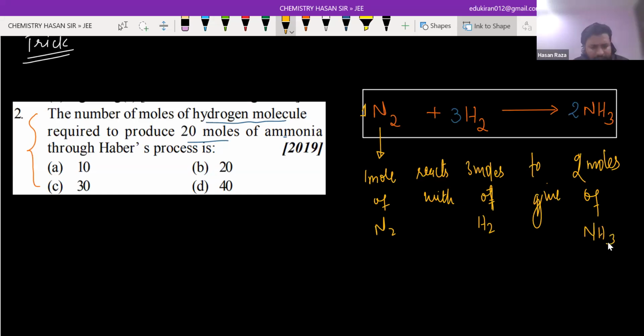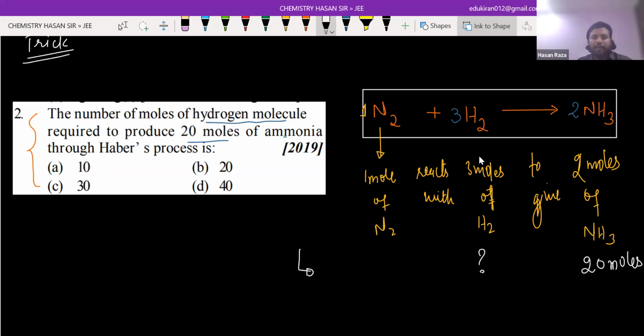It's not necessary that you write it. You can just read it in your mind. Now, according to the question, focus on what is given: the number of moles of hydrogen required. That means we need to calculate the number of moles of hydrogen to produce 20 moles of NH3.